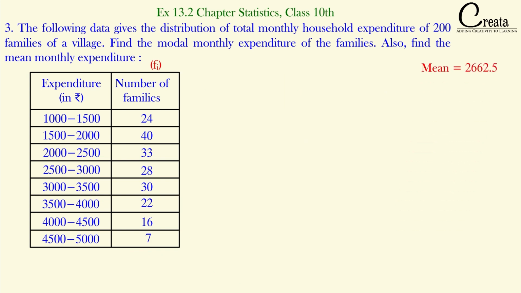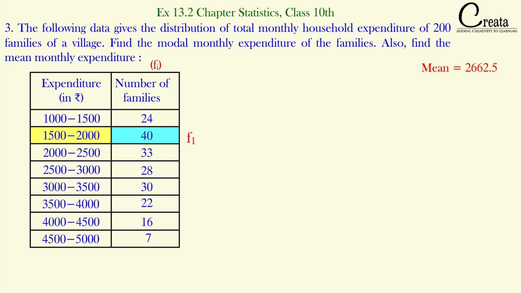And how we find the mode? We locate the modal class. And how we locate the modal class? Modal class is a class which corresponds to maximum frequency. So our first step, we have to locate the maximum frequency. Out of all these frequencies, 40 is the maximum frequency. So we will denote this frequency as f1. And we know the class corresponding to our maximum frequency is the modal class. So 1500 to 2000, this class will be the modal class.